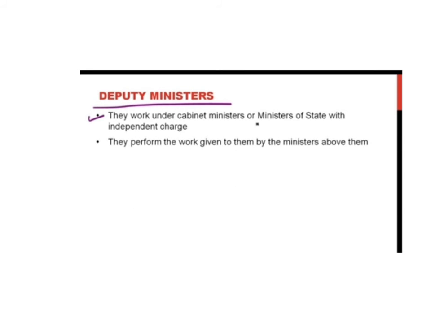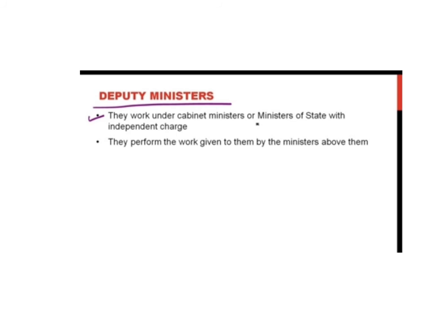The third type are the deputy ministers. They work under the cabinet ministers or ministers of the state with independent charge. They perform the work given to them by the ministers above them. That means deputy ministers are those ministers who are under the cabinet ministers or the ministers of the state with independent charge. They work according to the work which is given to them by the ministers above.